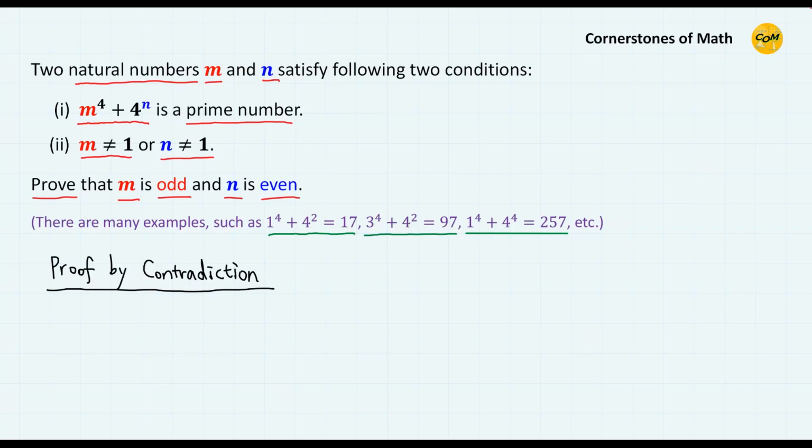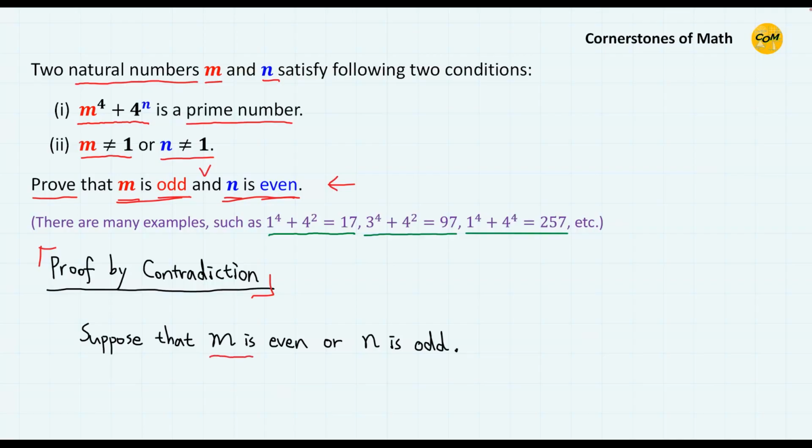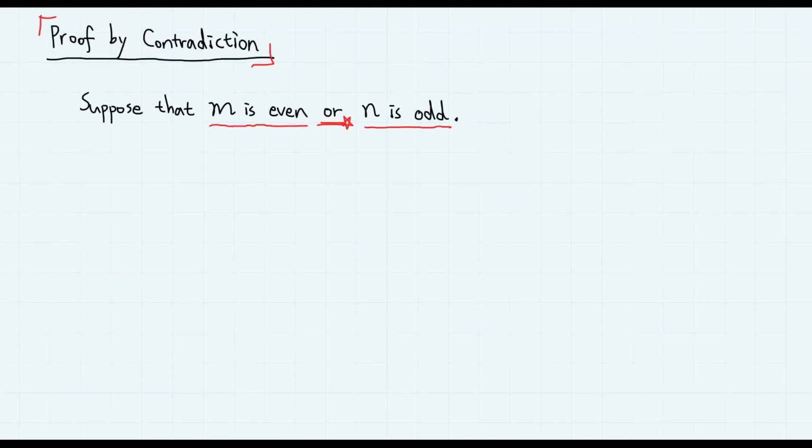As for the proof, we use the all-time famous proof by contradiction. So first, let us deny the conclusion, which is that m is odd and n is even. The conclusion consists of two statements that should be true simultaneously. So the denial of that conclusion is that at least one of these two statements is not true. That is, either m is even or n is odd. So let's divide into two cases.